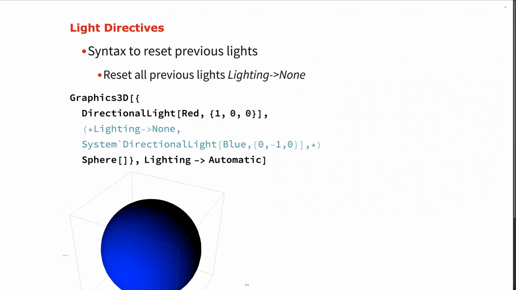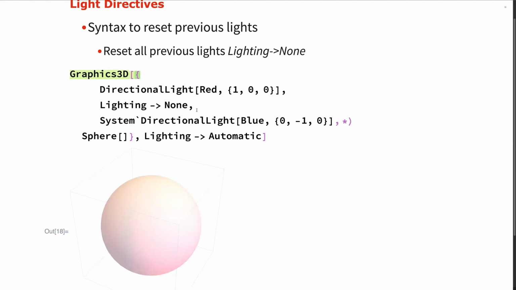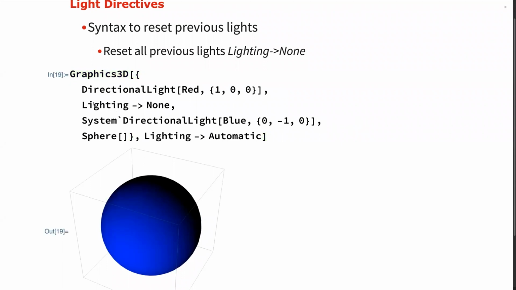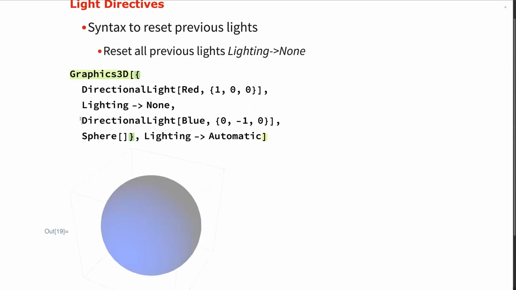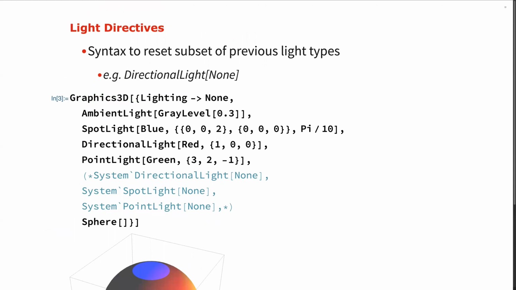So one of the things we'd like to be able to do is, as you've got these lights coming in, you might want to have a surface that turns off all the previous lights and starts again. So for instance, in this example, I've got that previous red light and the automatic lighting. If I'd like to switch off all that lighting and start afresh, I can use this lighting form none, and it'll clear all previous lights that have gone before, and it'll apply the directional lights that are specified afterwards to that sphere.